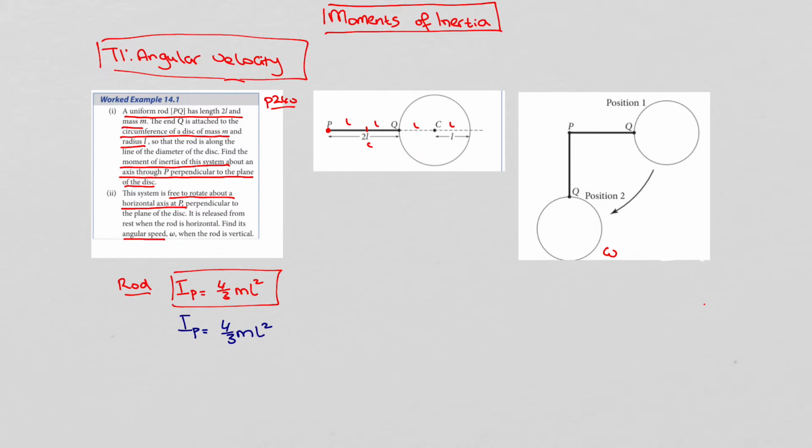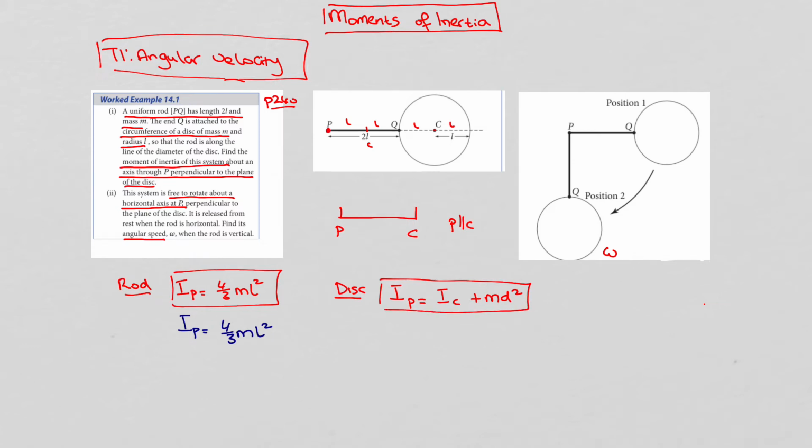Now what we have to do is get the moment of inertia of the disc, but we have to get the disc through P. So first we have to get the disc through C, and then if we were to place our pencil at C and our pencil at P, and if I was to look at it from this position, we would see that P will be parallel to C. So we'll have to use the parallel axis theorem. In other words, I'll get the moment of inertia through C and then add on md squared to get the moment of inertia through P.